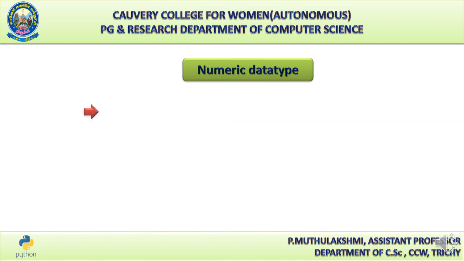Numeric data type. Numeric type represents numbers. There are 3 subtypes: int, float, complex. Int data type represents an integer number. What is meant by integer number? Integer number is a number without any decimal point or fractional part. Float data type represents a floating point number. It contains a decimal point.